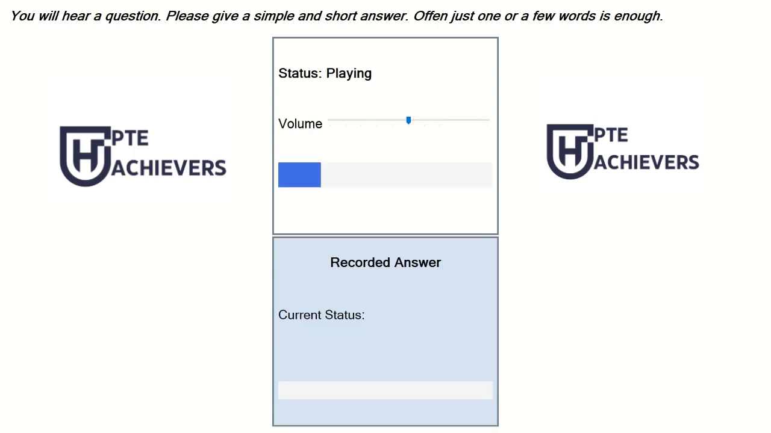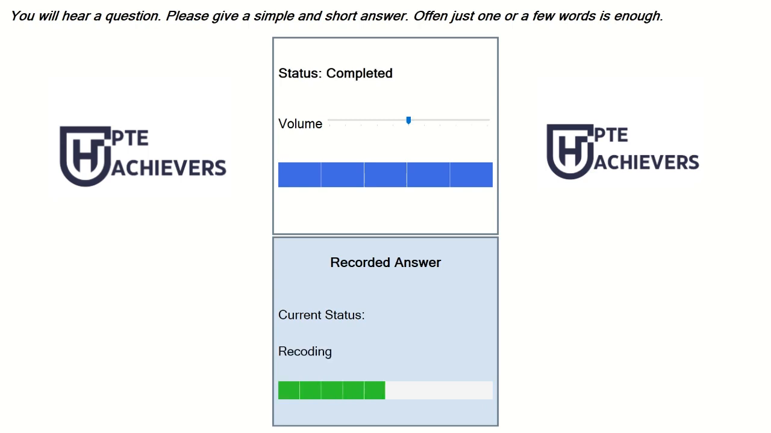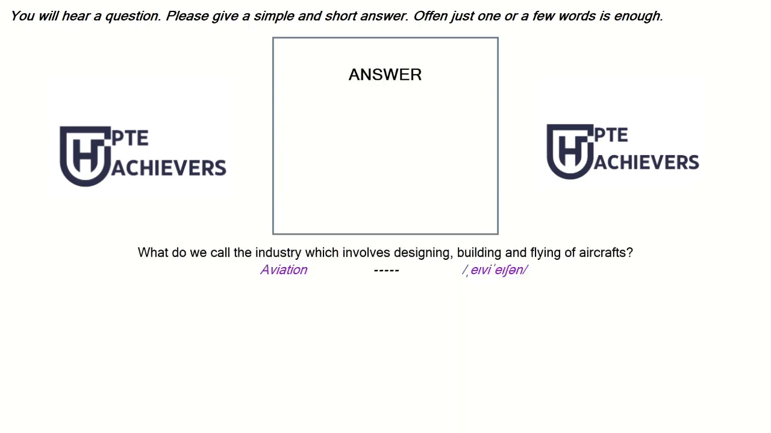What do we call the industry which involves designing, building, and flying of aircrafts? Aviation.